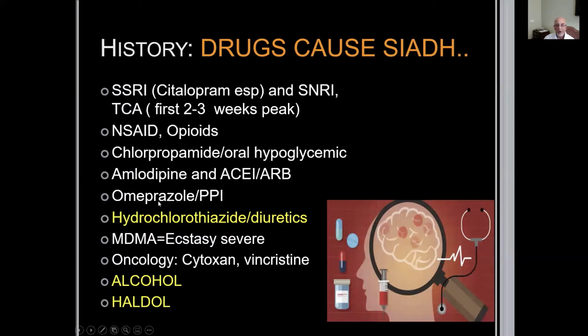PPIs, including omeprazole, have been reported to cause SIADH and hyponatremia. The next drug, which is probably the most common drug that causes SIADH type of syndrome other than the antidepressants, is hydrochlorothiazide. Ecstasy can cause severe hyponatremia, and a drug history should be taken. Oncological agents, including Cytoxan, vincristine, and then, of course, alcohol. And remember, Haldol can cause severe hyponatremia as well as seizures. So please avoid the use of Haldol in a delirious patient or a patient who is agitated from hyponatremia.